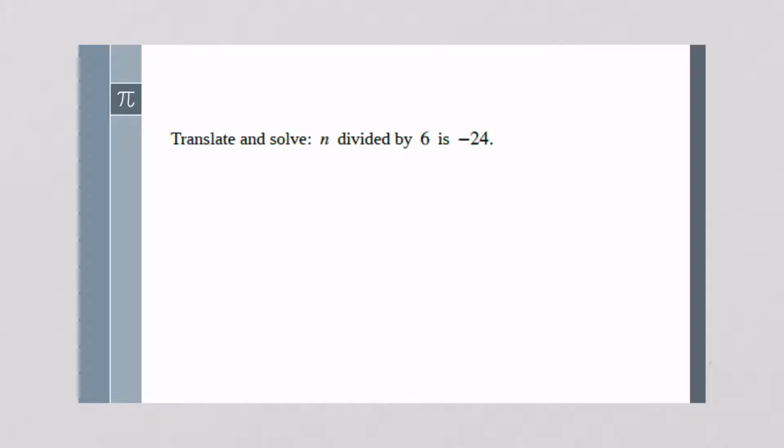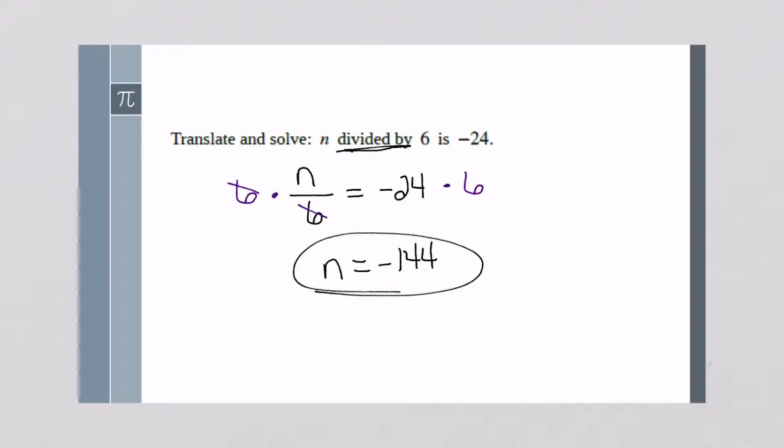On this problem, we're going to translate first, and then we're going to solve it. So it says divided by. Remember, we're going to use a fraction bar whenever we see that. So it says n divided by 6 is, means equals, negative 24. Now what's happening to our variable? It's being divided by 6. So you undo that by multiplying by 6. So on the left, those 6's cancel. And on the right, you have negative 24 times 6, which is negative 144. That's our final answer.